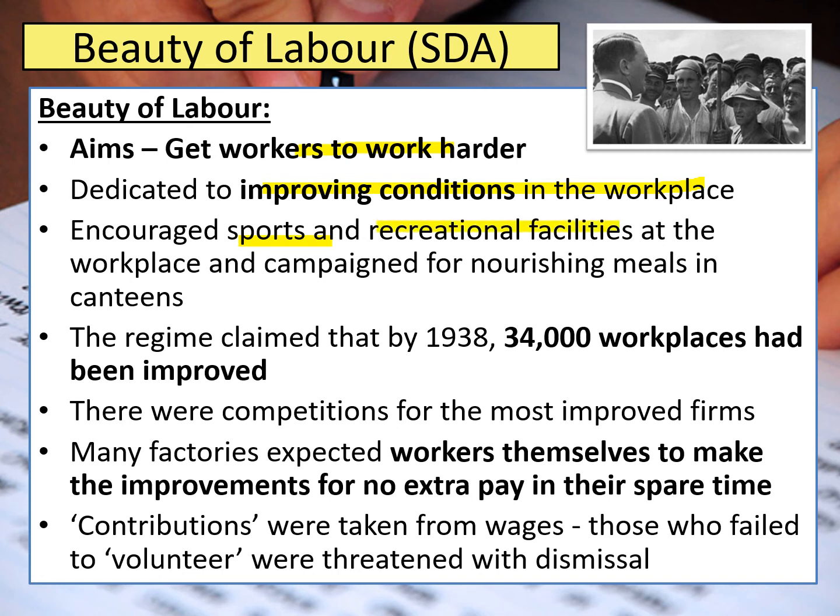They also are doing things like campaigning for more nourishing hot meals and canteens, again, to try and help the population be more healthy, but also encourage those workers to work harder and be more efficient. The regime got these people to pay for these improvements themselves, so the employers and their workers would have to do the work in their spare time, and the workers would have to make involuntary contributions from their wages. If you didn't volunteer and give some money for the Beauty of Labour movement, you could be threatened with dismissal or worse.